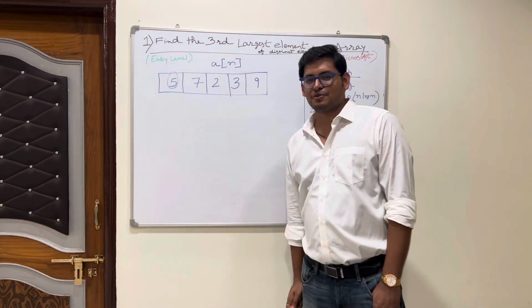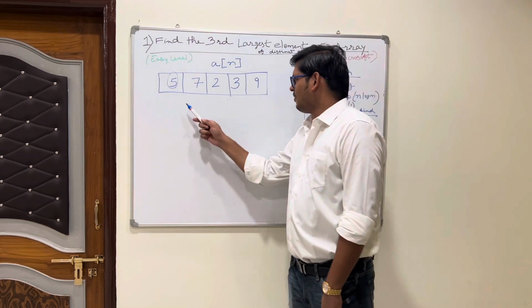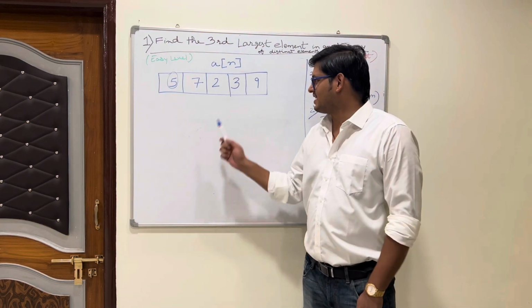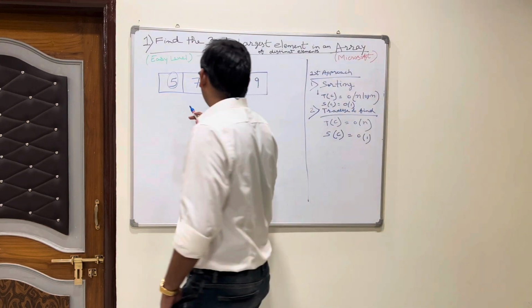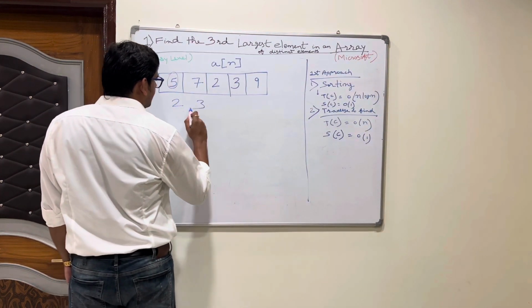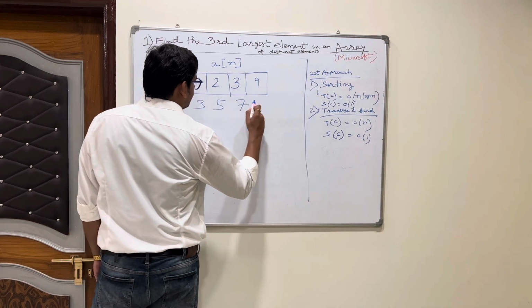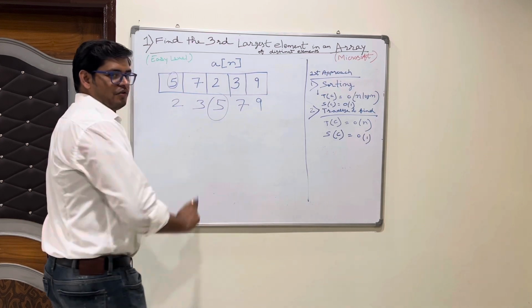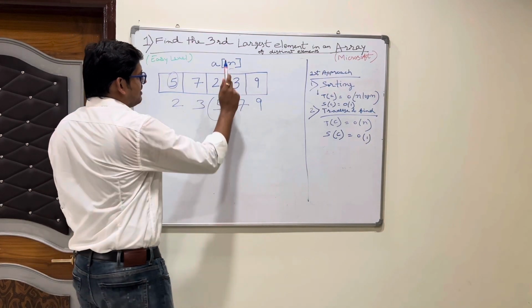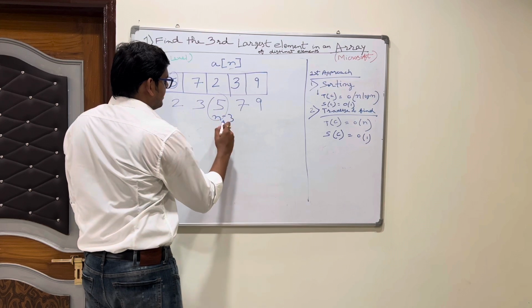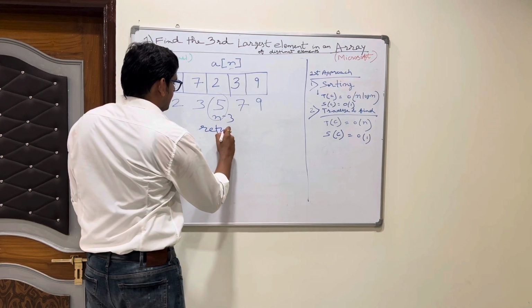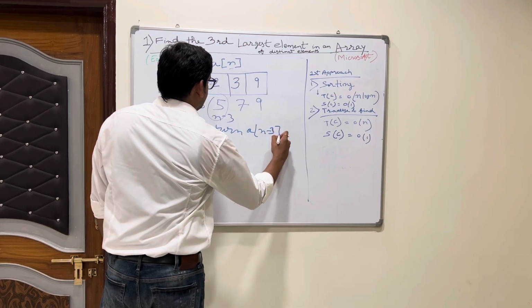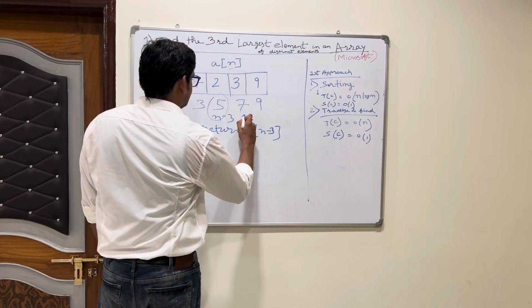The first approach that comes to our mind is, why shouldn't we sort these elements and get the third largest element? Yes, if we sort this array in ascending order, it would be 2, 3, 5, 7, 9, and we will return the third element from the back of the array. If the array contains n elements, this would be the n minus third element. We will return A of n minus 3 after sorting this array.